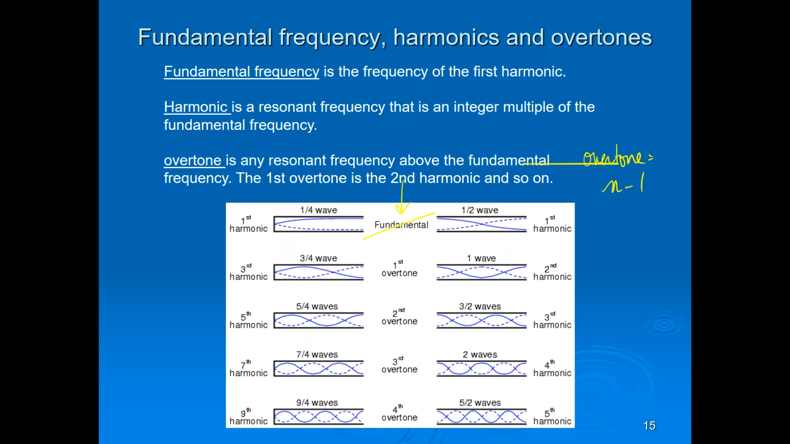For a closed system, like two strings attached on either end, or for a system that's open on both ends, the harmonic number is equal to n. That's different from an open-closed system, because the harmonic number here is equal to 2n.